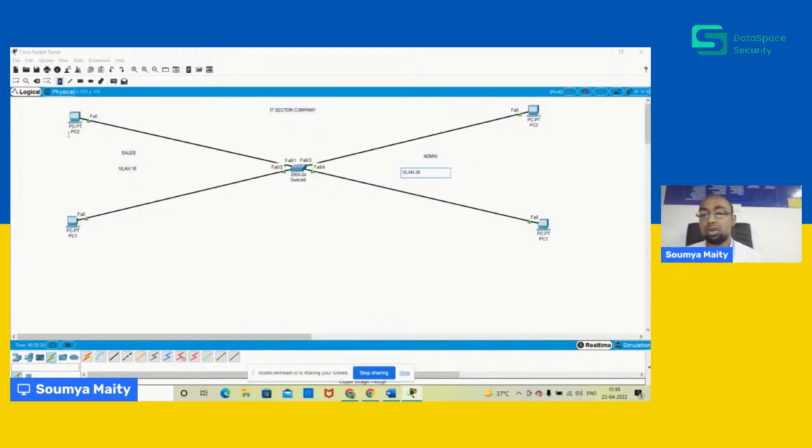Okay, so we also take IP addresses. We have to take a class A private IP address, in the 10 range. So 10.0.0.1, and the IP address of this PC will be 10.0.0.2, the IP address of this PC will be 10.0.0.3, and the IP address of this PC will be 10.0.0.4. Okay. You can also make a border.